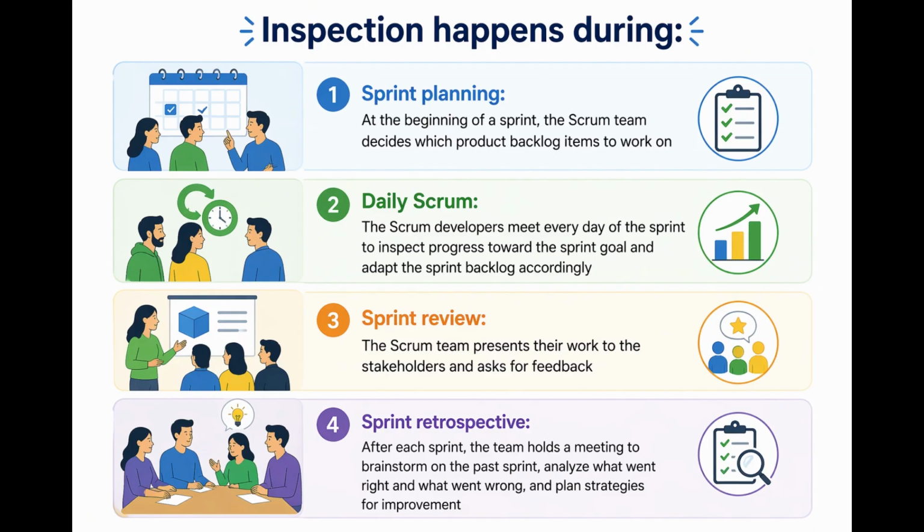In sprint review, the Scrum team presents their work to the stakeholders and asks for feedback. In sprint retrospective, after each sprint, the team holds a meeting to brainstorm on the past sprint, analyze what went right and what went wrong, and plan strategies for improvements.